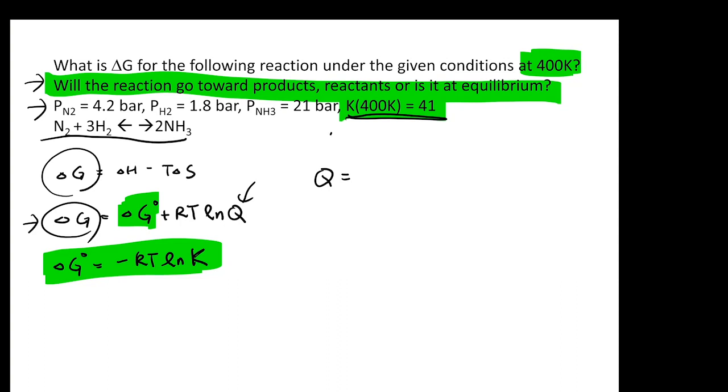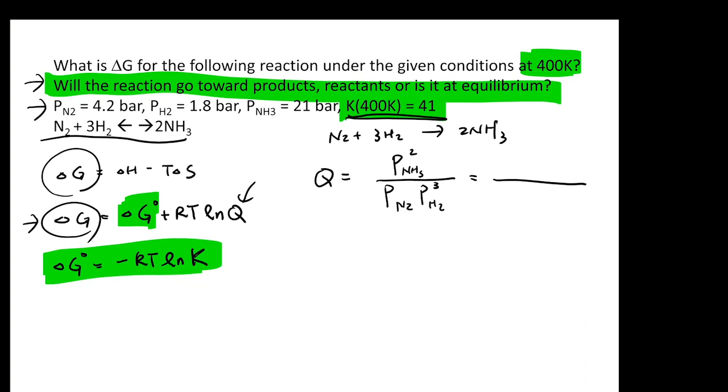So for this reaction, N2 plus 3H2 gives you 2NH3. The Q is going to equal the pressure of your NH3 to the second power, over the pressure of your N2 to the first power, times the pressure of your H2 to the third power. Do you have the pressure of your N2, H2, and NH3? You do. So this will be 21 to the second power, N2 will be 4.2, and then H2 will be 1.8 to the third power. If you do this calculation, you get Q equals 18.